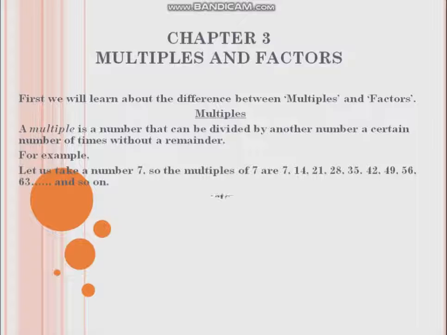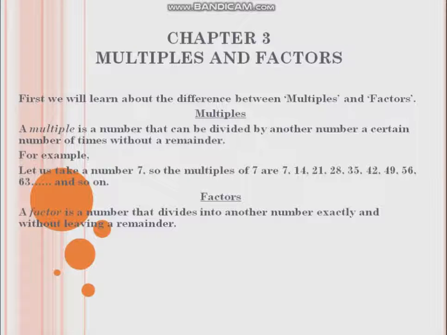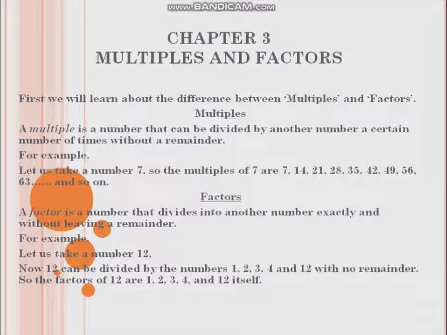Okay, so moving on, what is a factor? A factor is a number that divides into another number exactly without leaving a remainder. For example, let us take a number 12. Now, 12 can be divided by the numbers 1, 2, 3, 4, and 12 with no remainder. So the factors of 12 are 1, 2, 3, 4, and 12 itself.